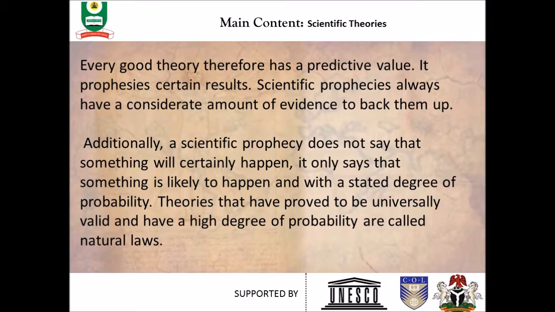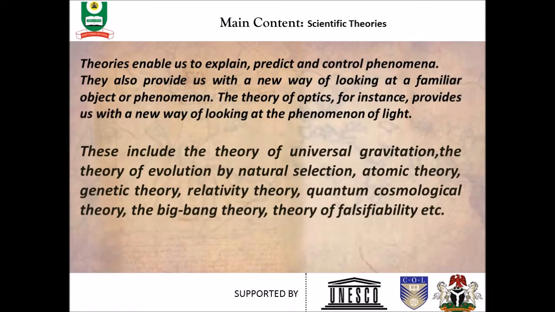Since the advent of modern science in the 16th and 17th centuries AD, many scientific theories have been proposed. These include the theory of universal gravitation, the theory of evolution by natural selection, atomic theory, genetic theory, relativity theory, quantum cosmological theory, the Big Bang theory, theory of falsifiability, etc.